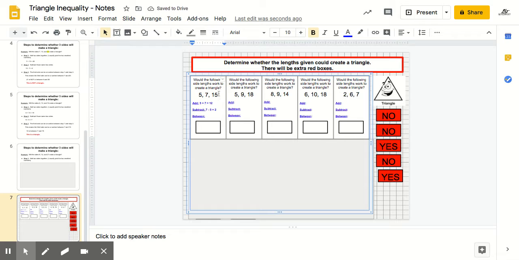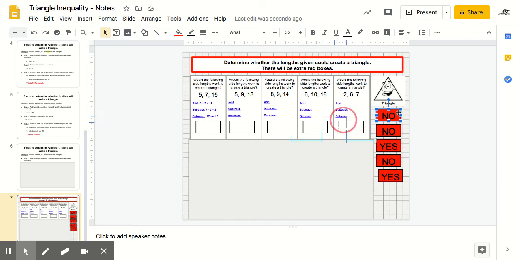Now this third side, which in this case is 15, has to be a number in between 12 and 2. Is 15 in between 12 and 2? No, it absolutely is not. So this is not a triangle. I'm going to drag and drop a no box into this rectangle here, and there's my answer. But we have to make sure we're filling out all three steps in order to use the triangle inequality theorem.